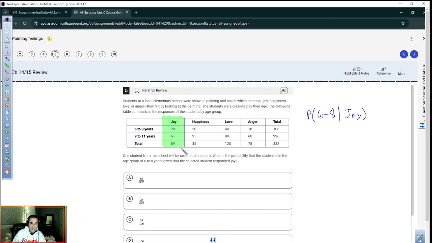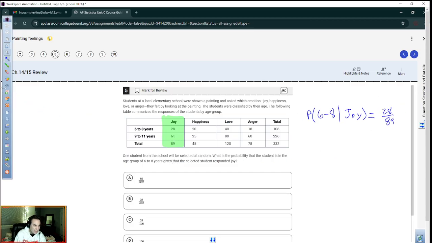So you're in that column. Well, that tells you you have 89 people in that column. And then how many are 6 to 8? Well, there are 28 in there that are 6 to 8. You're done. 28 out of 89.